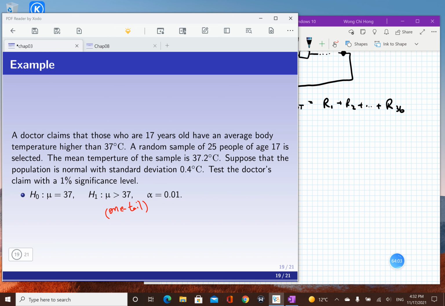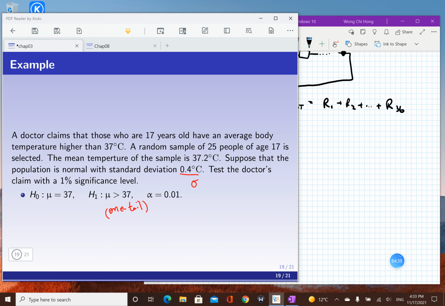So I've got a bunch of people here checking out the body temperature, 37.2. Again, it looks like we've got slightly higher than normal, 37.2 instead of 37, but I've only got a sample size of 25. Is that good enough? Suppose that the true population is something like normal with a standard deviation of 0.4. Suppose that I've got a true population that gives standard deviation of 0.4.